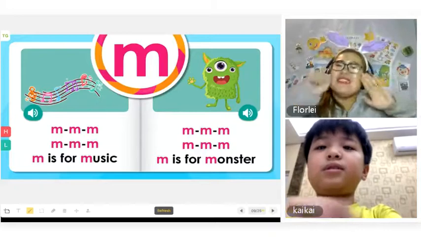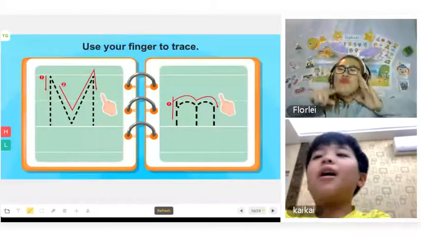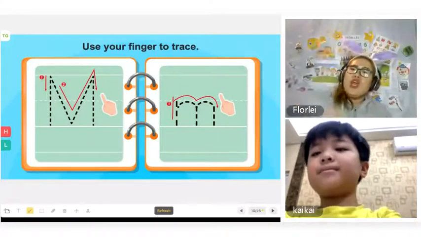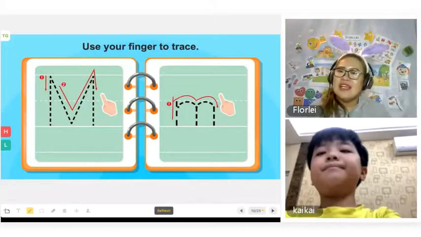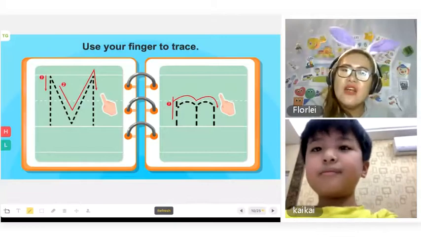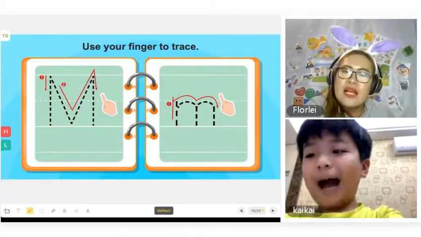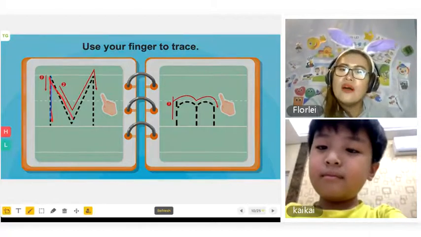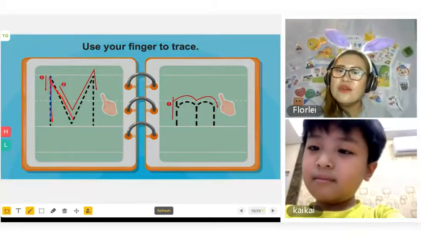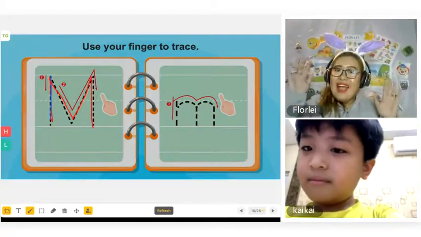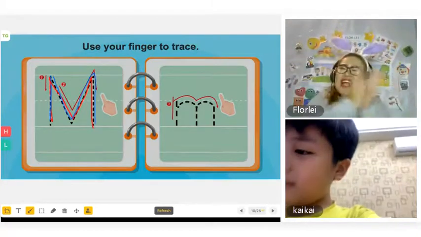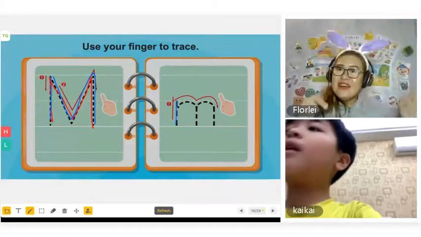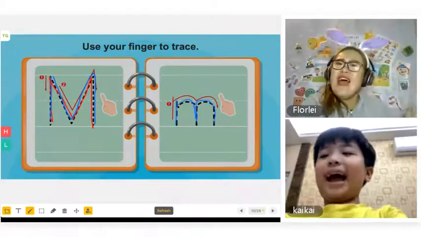Let's go to the next page. We're now on page 10. Can you write the big M? Okay. Big M. Okay, do it for Laoshi. Look. One. Two and three. Very good. That's a small M. Okay, very good. That was awesome.